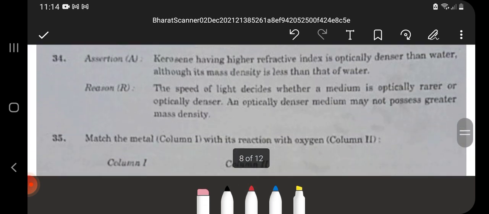34. Assertion: Kerosene having higher refractive index is optically denser than water, although its mass density is less than that of water. Reason: The speed of light decides whether a medium is optically rarer or optically denser. An optically denser medium may not possess greater mass density. 34th answer is B.